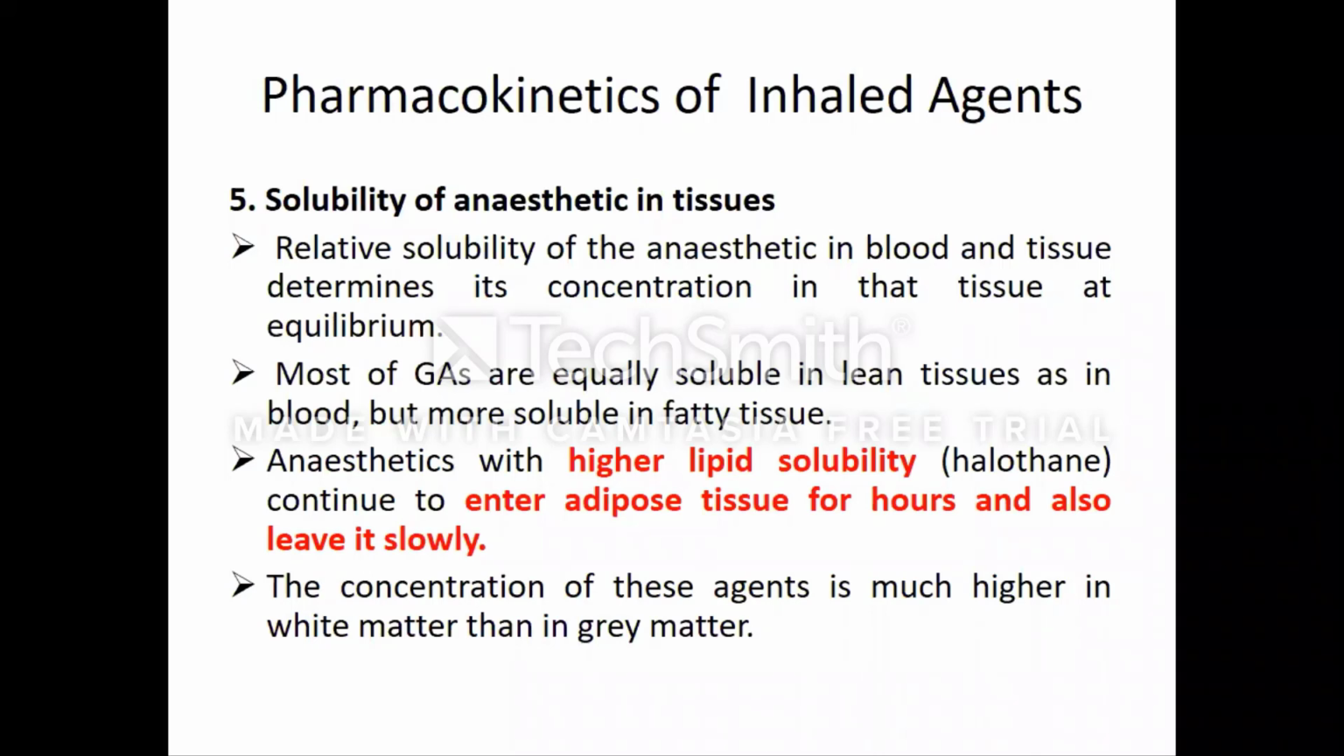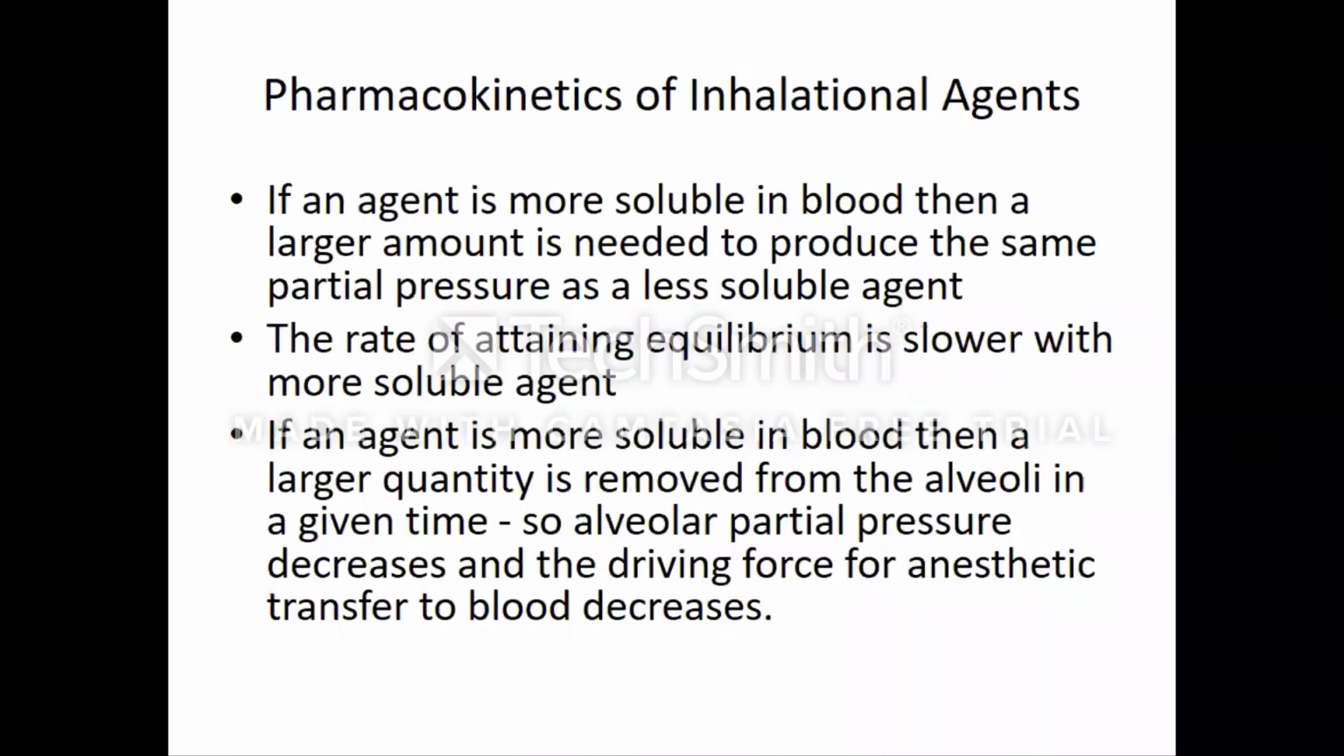So when an anesthetic has a high lipid solubility, for example halothane, it continues to first enter into the adipose tissues. It remains there for hours, and then it leaves slowly and starts moving to our targeted area. So the concentration of this agent is always found to be higher in the white matter rather than in the gray matter. Right now we are talking about halothane, which is more soluble in the lipoidal layer, the tissue layer.